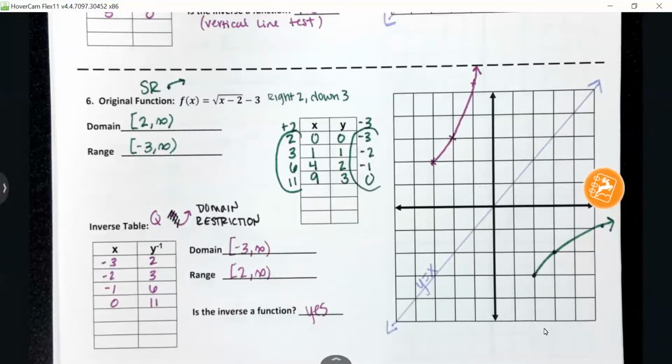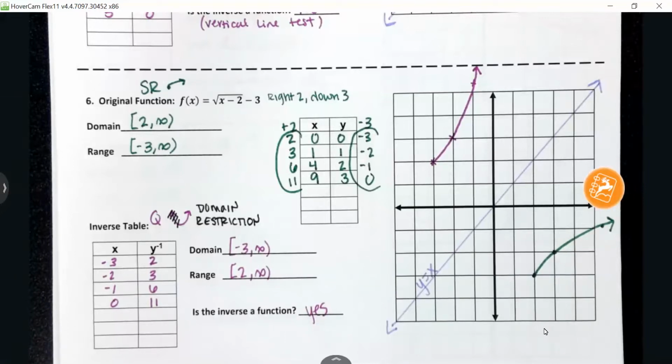Does your graph need a domain restriction? Is that one line? What did it start at? What kind of graph did we start at? A square root, which looks like this. What does it turn into? Quadratic, which looks like this. Do those look exactly the same?